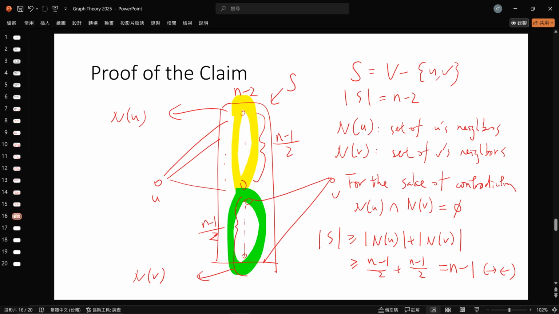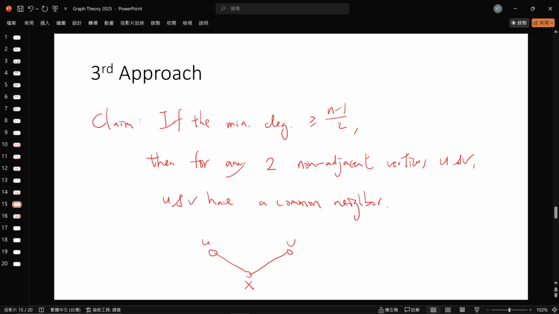Okay, so this shows that if the minimum degree is large enough, by large enough I mean (m minus 1) divided by 2, then for any two vertices, if they are not adjacent, then we can always find a common neighbor between them. Okay. Right, okay. So any questions?